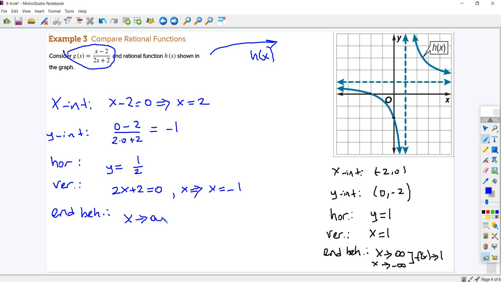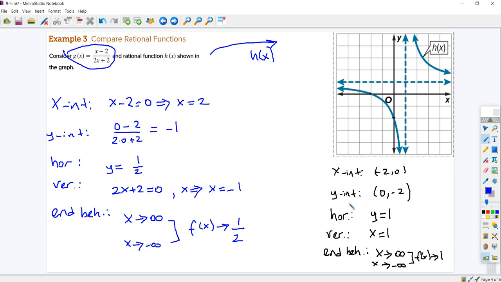And behavior, when x goes to infinity or when x goes to negative infinity. Remember, this is directly correlated with the horizontal asymptote. In both cases, it should be reaching out to 1/2. These are the key features for the function g of x, and these are for the h of x.